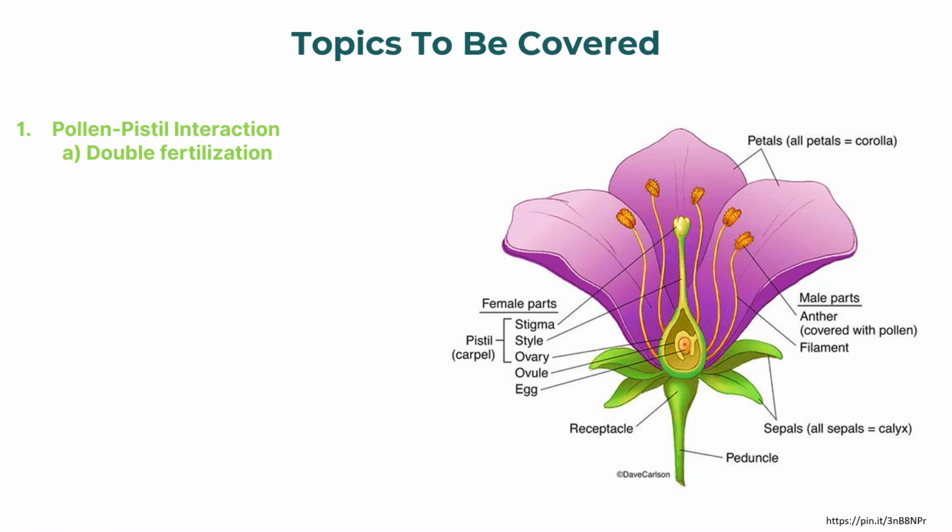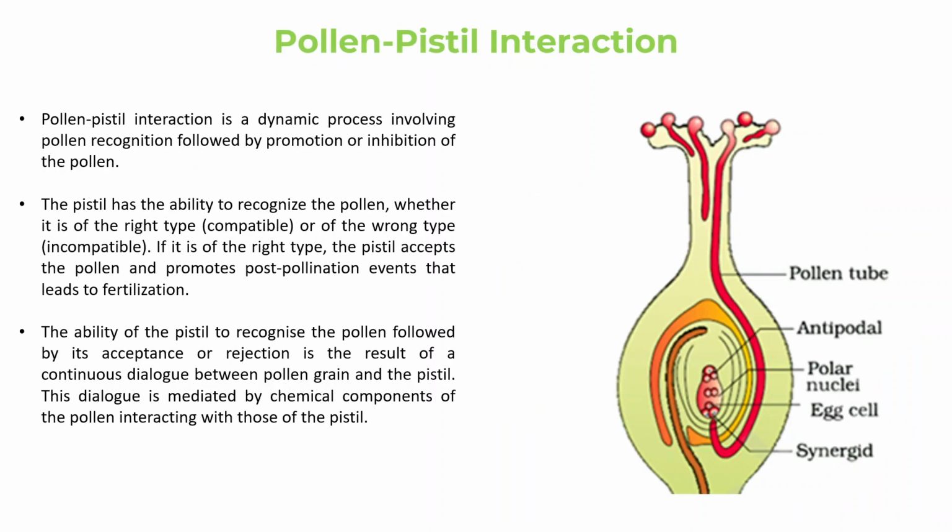Now, the topic is pollen pistil interaction and double fertilization. What is this pollen pistil interaction? First, you need to know the definition. It is a dynamic process involving pollen recognition followed by promotion or inhibition of the pollen grains.